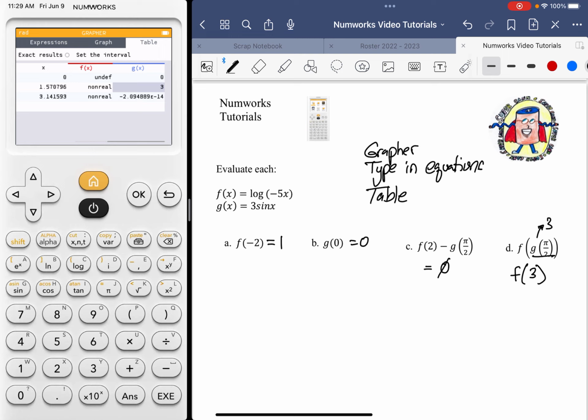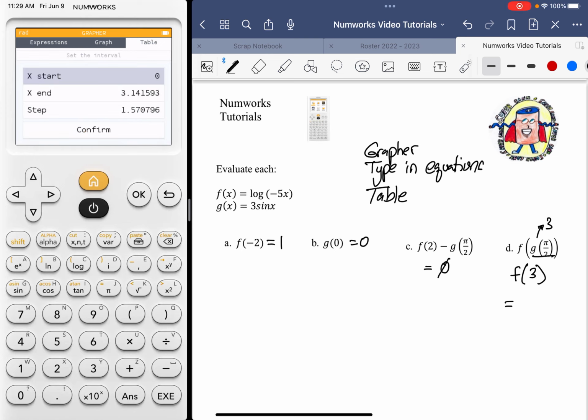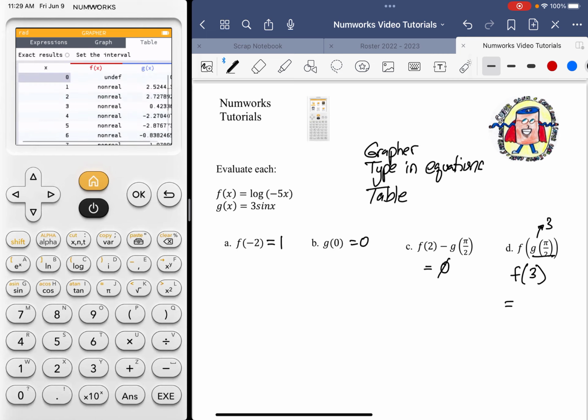So now, it's an extra step, but I can go back to my set the interval and just replace it with 0 to 10 in 1 unit increments. All right, the step is the increments, the space between individual values. Hit OK, then go to 3. F of 3, non-real. So all of that for not much of a payoff, but it's something.